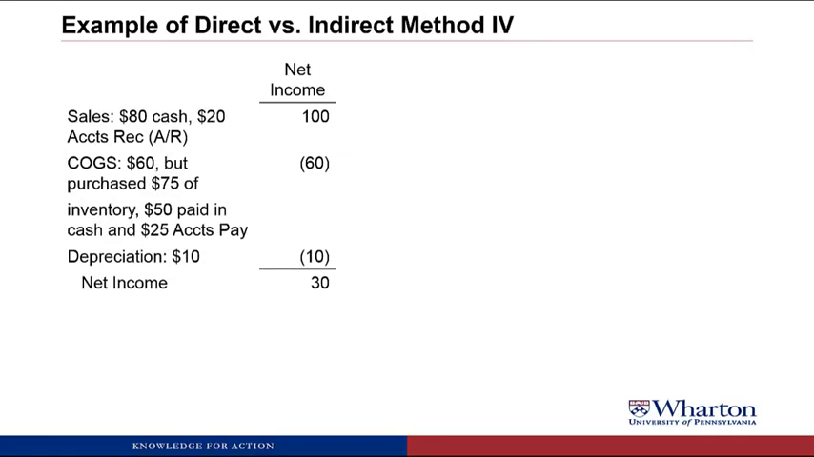One more example. We're going to start with sales of $100 again, with $80 in cash, $20 on account, just like before. Now we're going to make the inventory part a lot more complicated. So we'll keep $60 of cost of goods sold, but in this case we actually bought $75 of inventory. So we bought $15 more of inventory than we sold, and we only paid $50 in cash, which means that $25 of that inventory was acquired on account, so we have accounts payable of $25. Then we subtract off the depreciation and we end up with a net income of $30.